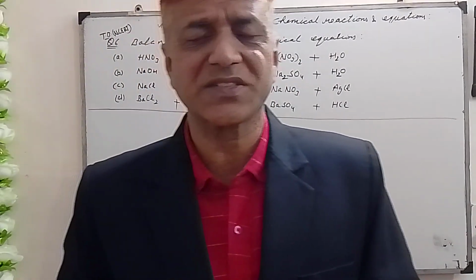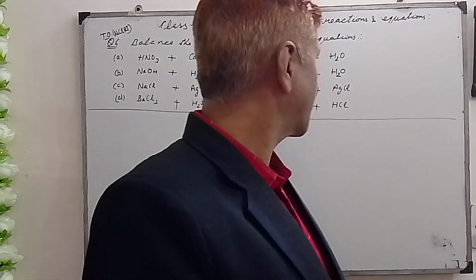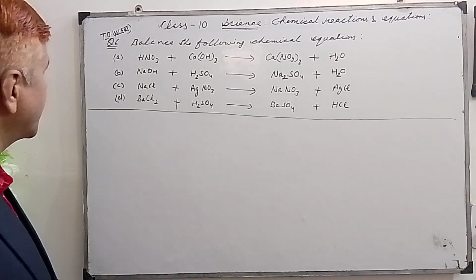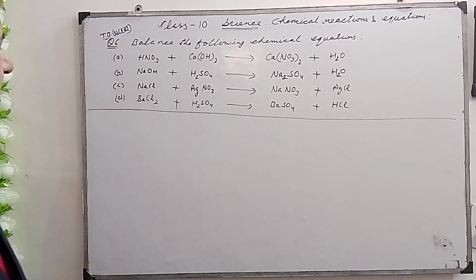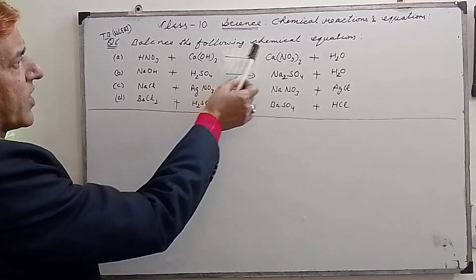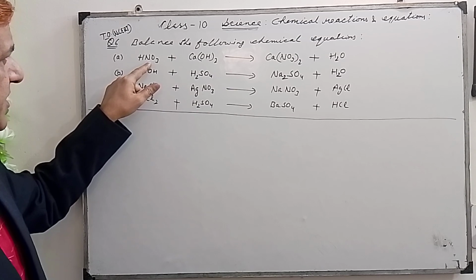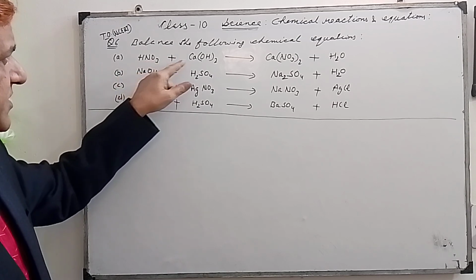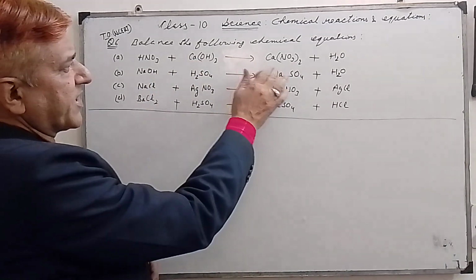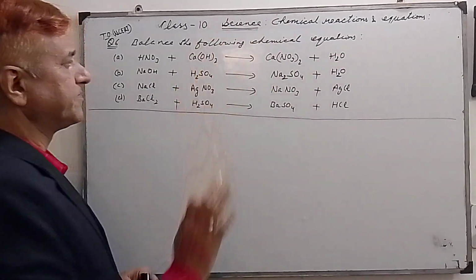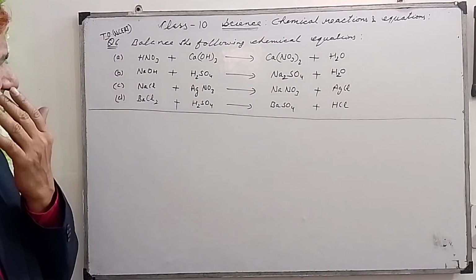So my dear students, let's take this question which I have taken from your NCERT textbook. This is question number 6 of the NCERT textbook. The question is: balance the following chemical equations. The first chemical equation is HNO3, that is nitric acid, plus calcium hydroxide, Ca(OH)2, is equal to calcium nitrate plus water. So my dear students, these are the equations which we have to balance.